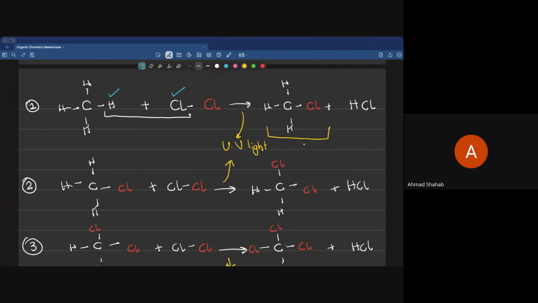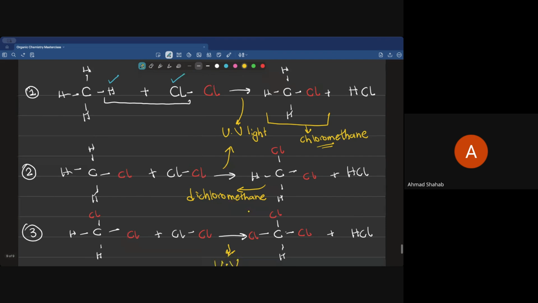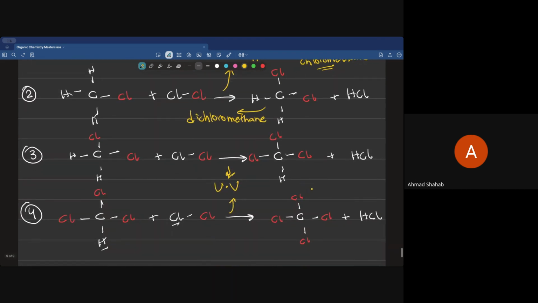Achha, this is chloromethane, right? Why will we say chloromethane? Because it has only one chloro, and that Cl has replaced a hydrogen, and it forms chloromethane. This one, however, is dichloromethane. Why? Because it has 2 chlorines. Dichloromethane, and this one in the end is trichloromethane, as it says.